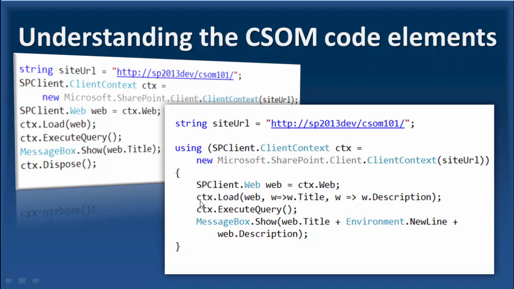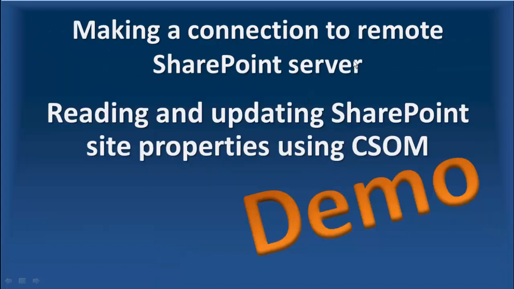Inside the code, when I want to call the load function, instead of loading the entire web object, I'm using the LINQ queries to specifically load the properties that I need, which are title and description in this example. Now we want to make a connection to the remote SharePoint server, and read and update the SharePoint site properties using CSOM. Let's go to Visual Studio and see how it is done.